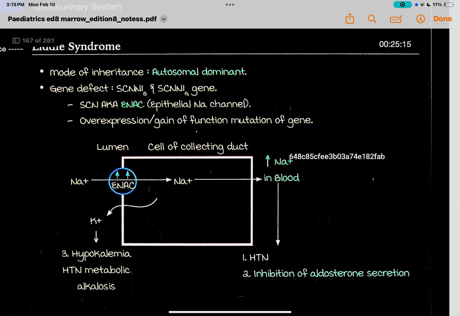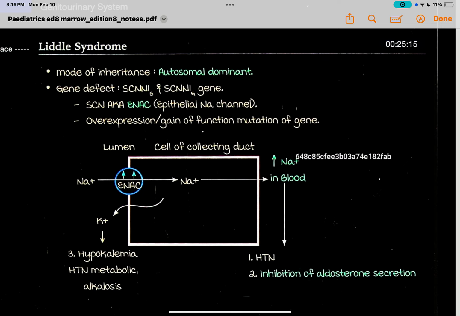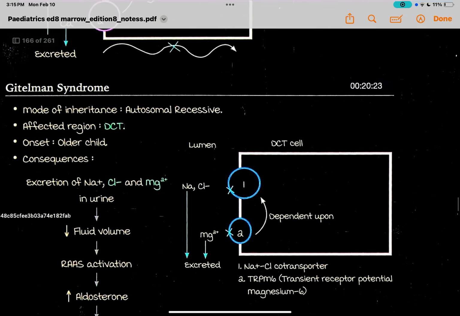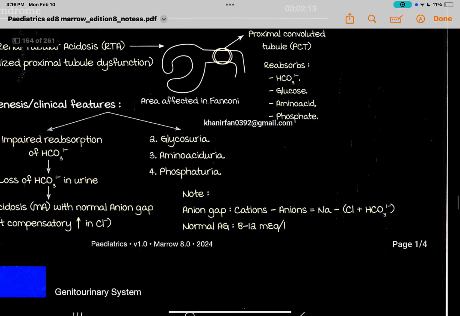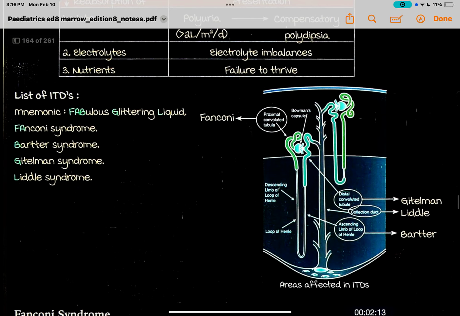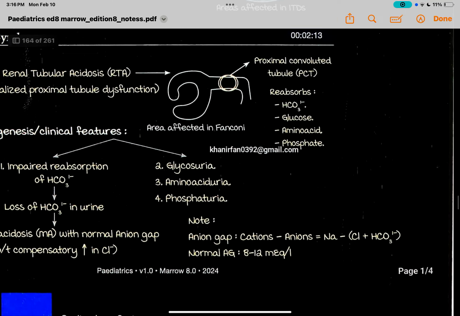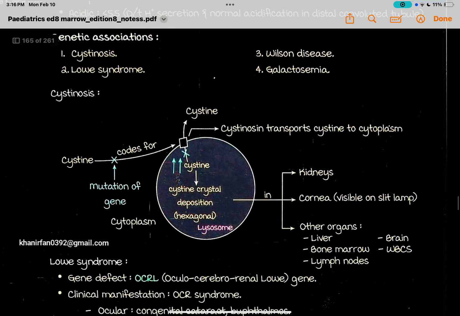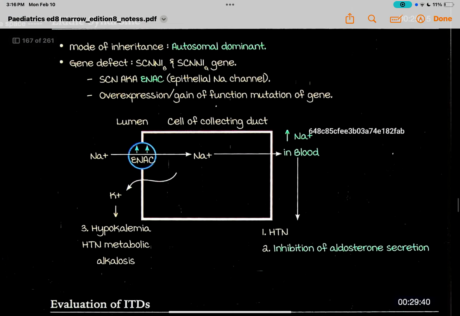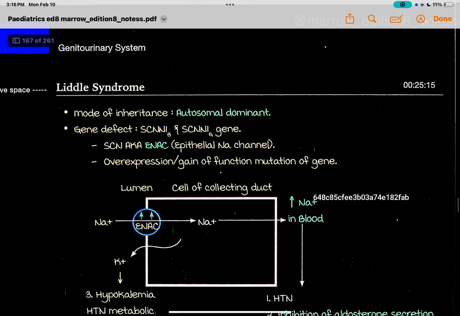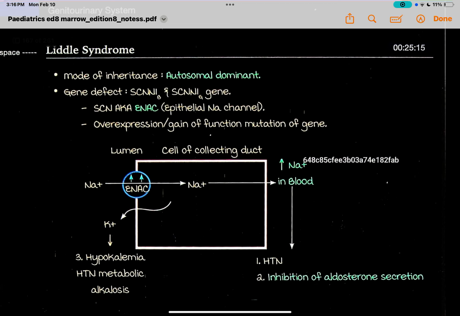Liddle's syndrome. Mode of inheritance is autosomal dominant, whereas Gitelman syndrome was autosomal recessive. Bartter's syndrome was also autosomal recessive. Fanconi syndrome, they haven't mentioned. Sorry, Liddle's syndrome is autosomal dominant. Gene defect is SCNN1B and SCNN1G gene.